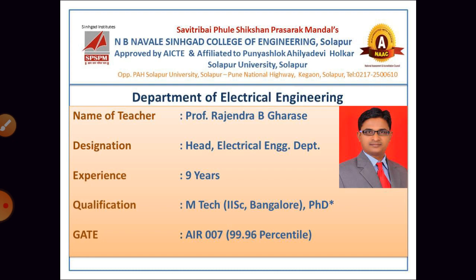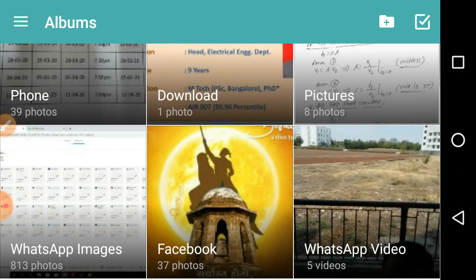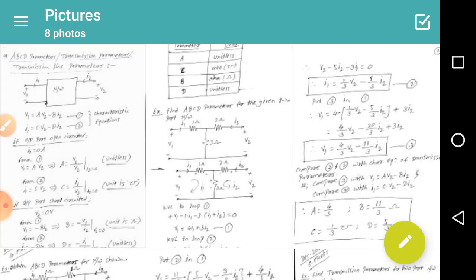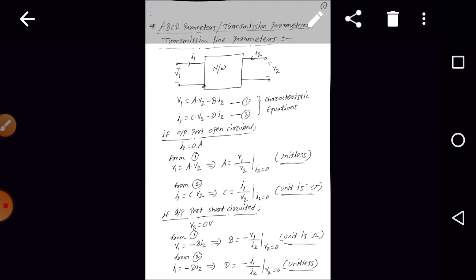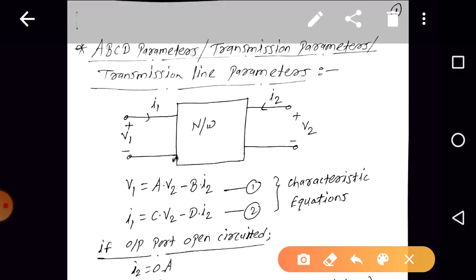In my last video we discussed numericals based on Y parameters, right? Today we are going to discuss ABCD parameters, also known as transmission line parameters. As we know, a two-port network is a network which has two ports. One is the input port, the second one is the output port, right?